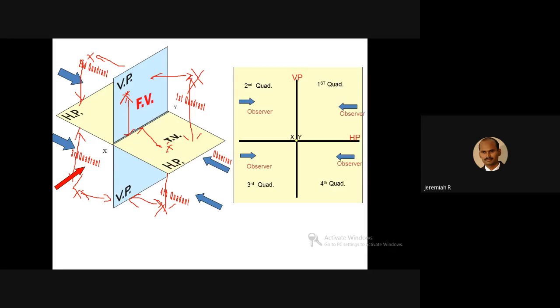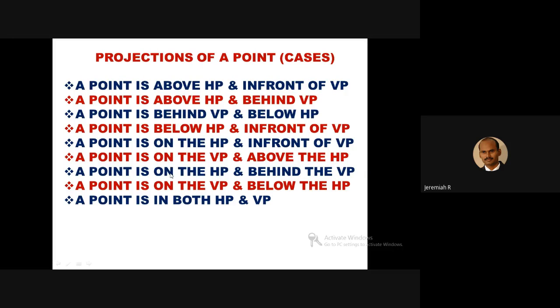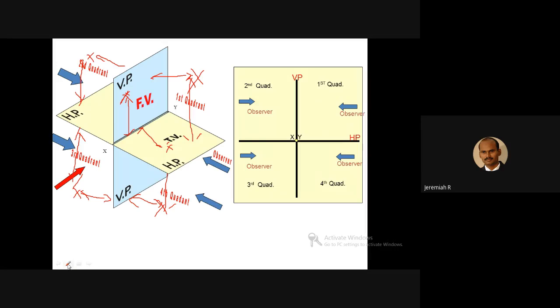Here the point is on the vertical plane itself but above HP. That is case number 6. And case number 7 is a point on the HP and behind the VP. A point is on the horizontal plane but behind the VP.